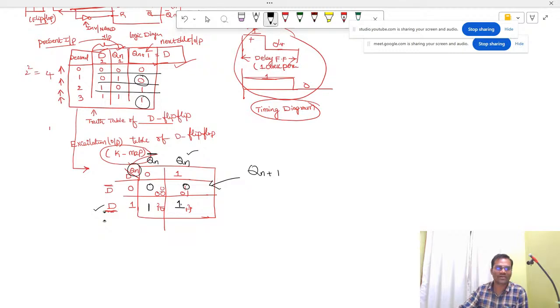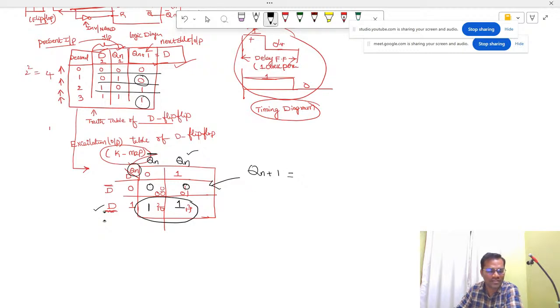Now this is called K map. If you have at least two ones or four ones like that, we have to make a group. So here how many ones are there? Two ones are there. So just make a circle on this 1 1. When you make a circle on this 1 1, this will give the value of Qn plus 1.